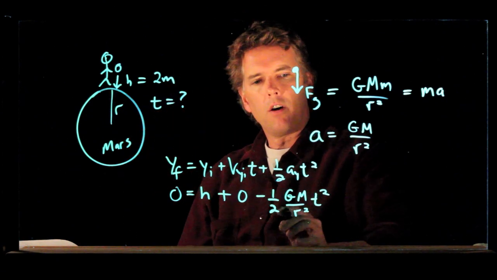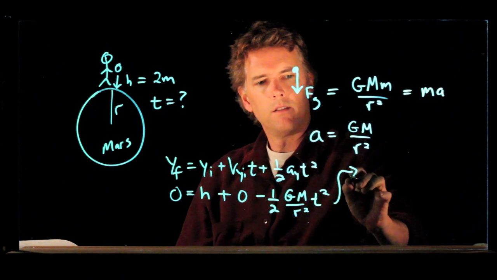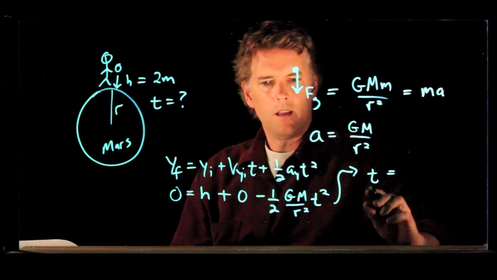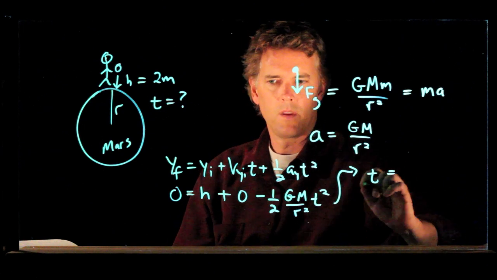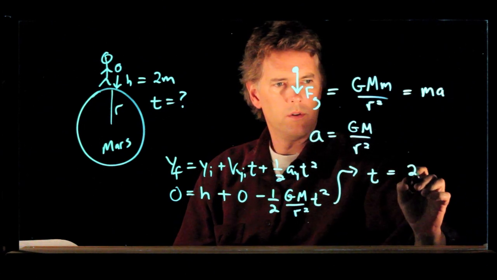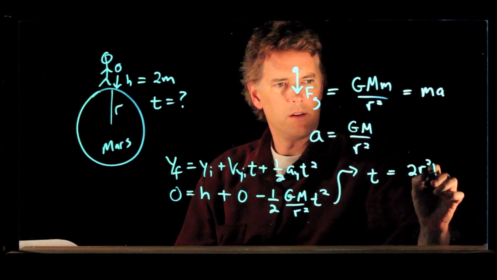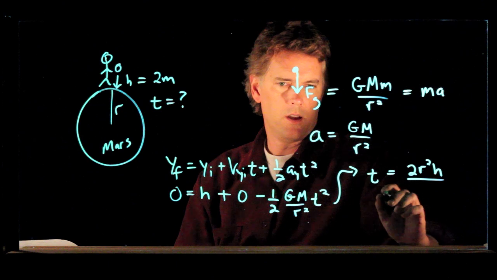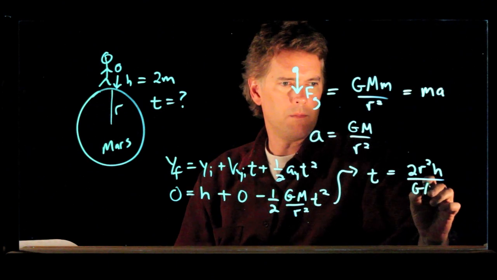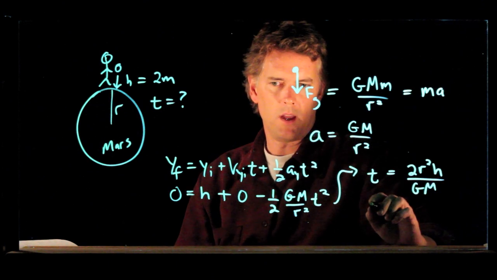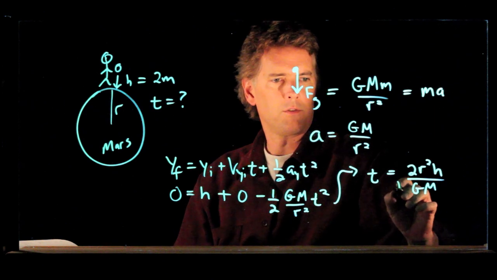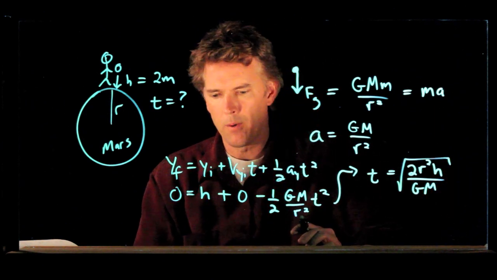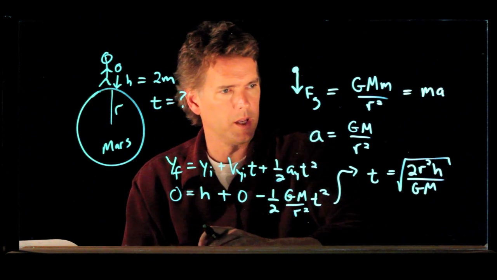Now we can solve this equation for t. We get t equal to the square root of 2 r squared times h divided by big G, big M. Now we have all those numbers, so we can plug them in.